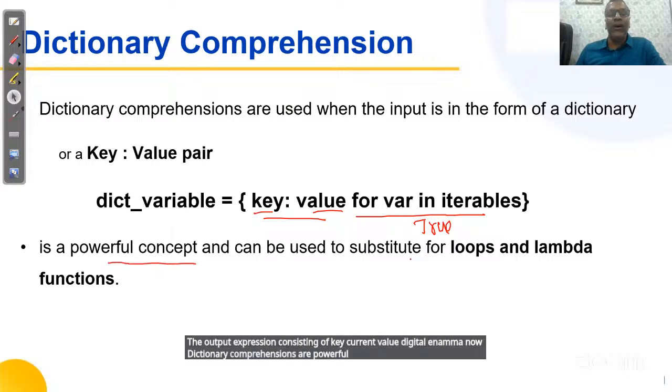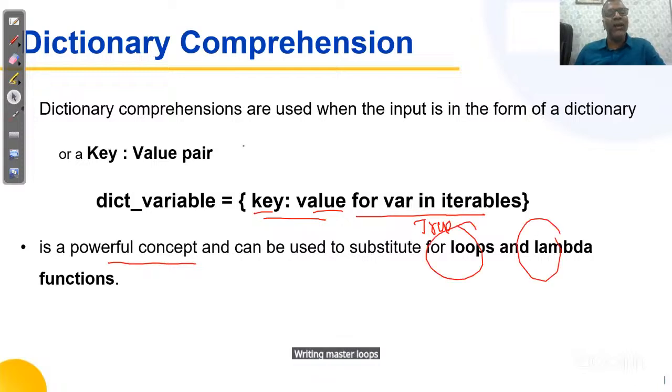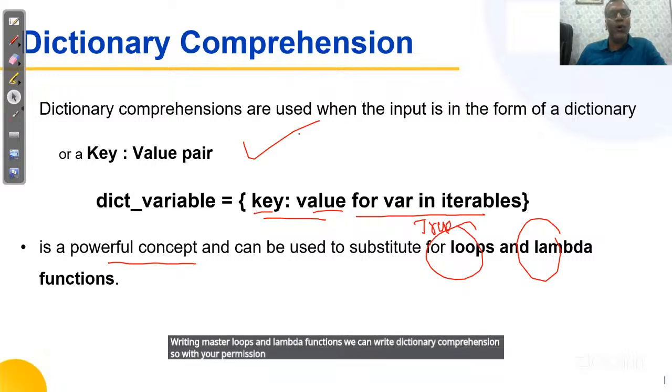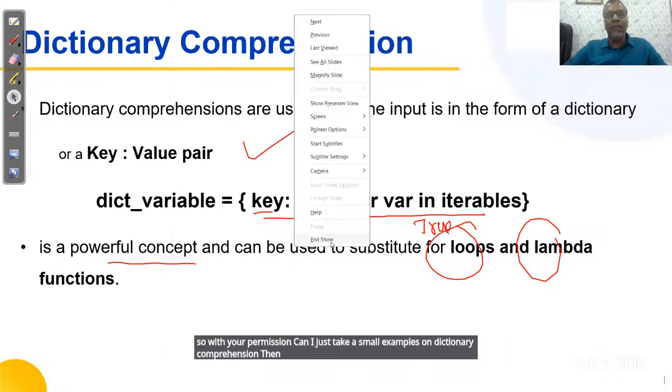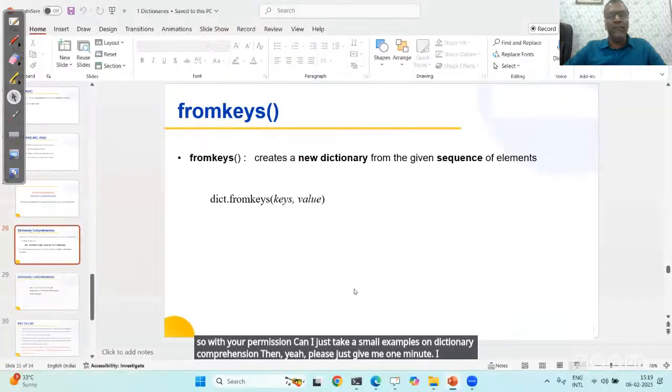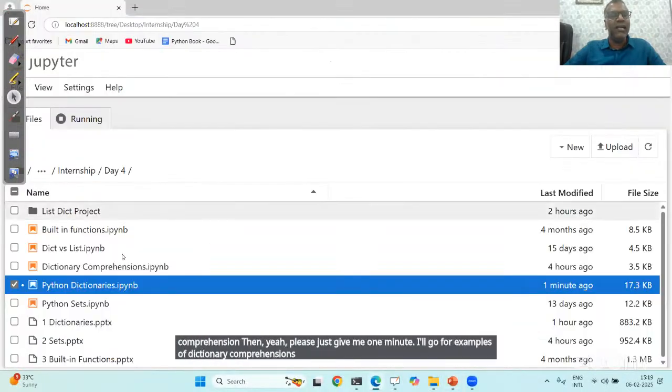Instead of writing nested loops and lambda functions, we can write a dictionary comprehension. So, with your permission, can I take a small example on dictionary comprehension? Please just give me 1 minute. I'll go for examples of dictionary comprehensions. Everyone listen carefully.